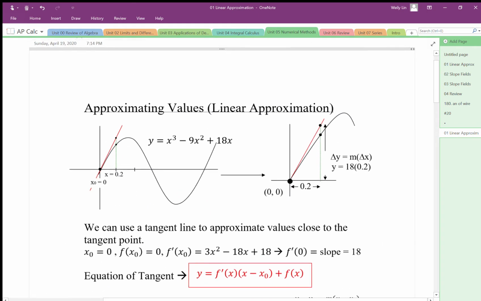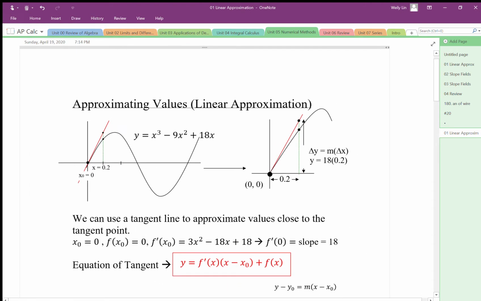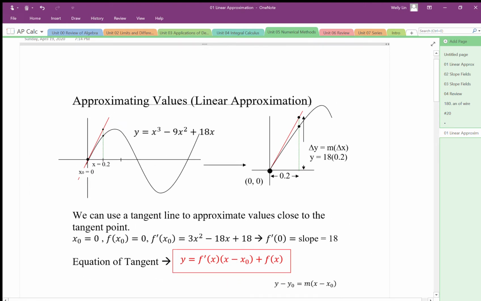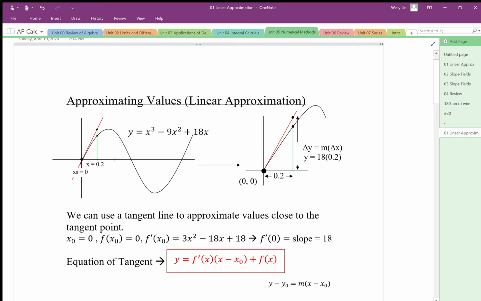Okay, so we're going to do some applications of calculus here. And one of the applications that we're going to look at is linear approximation. And these are what we call numerical methods. So we're just kind of using calculus to help us approximate values of functions and what's happening to functions.